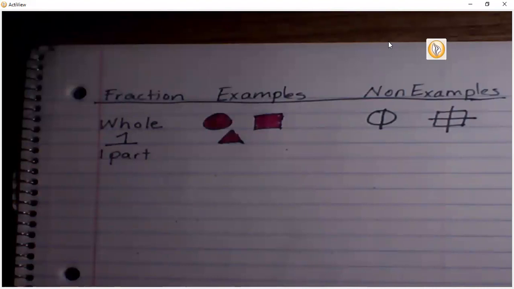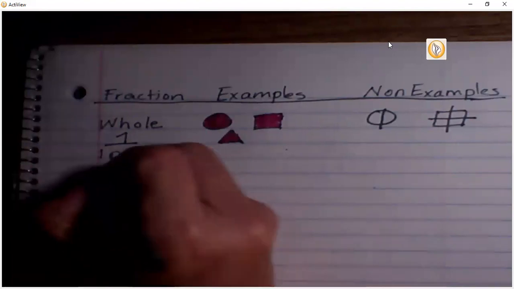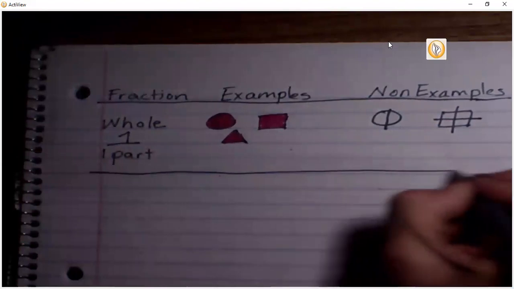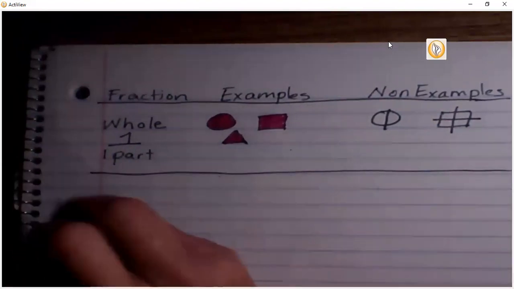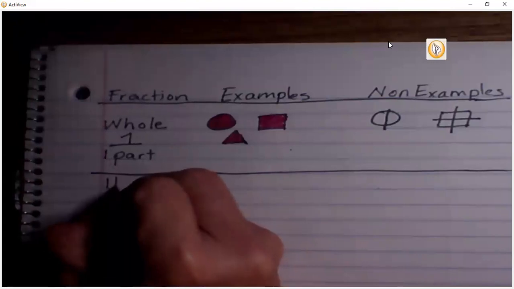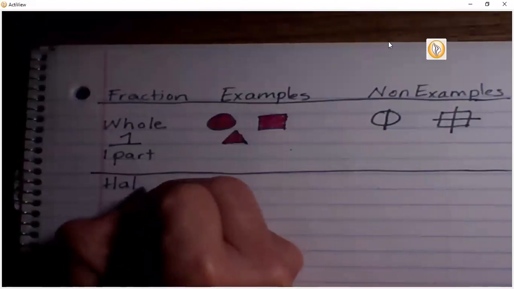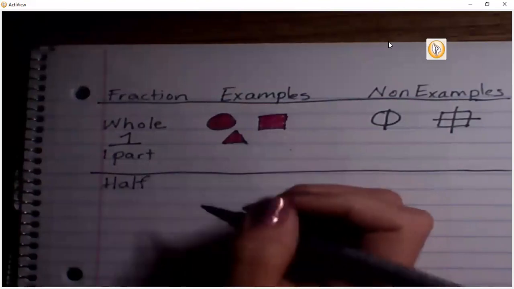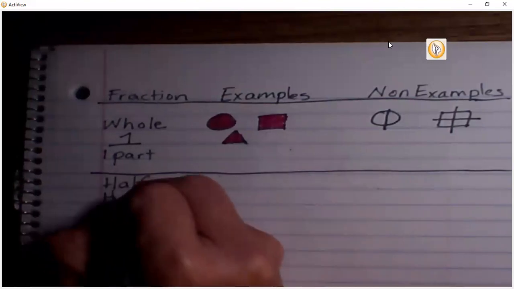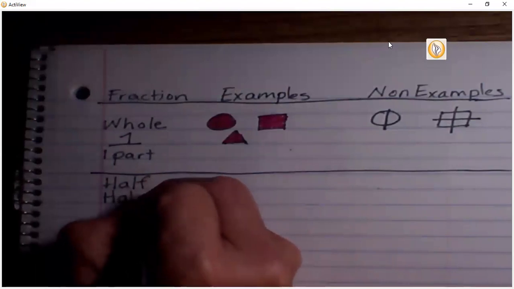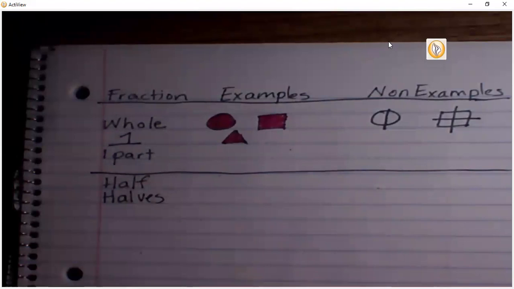Okay, so let's look at our next fraction that we have. I'm going to draw a dividing line. And our next fraction is going to be called a half, or if you have 2 of them, or more than 2, I should say, more than 1, halves. Either word is correct. If you're only talking about 1 piece out of 2, that's a half. If you're talking about more than 1 piece, we call them halves. It's just the plural word.